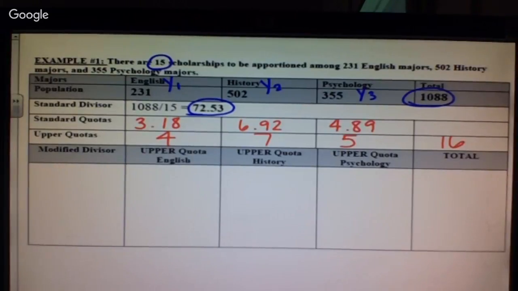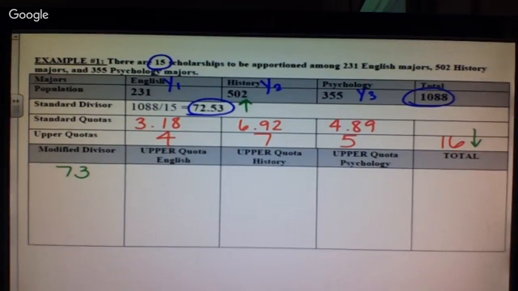Okay, so with Jefferson's method, when we added up the lower quotas, we already started out too low and had to round up. This time we're starting too big, so we need to go lower. When I go lower here, my standard divisor needs to go up. So I need to pick some number that is higher than 72.53. 73. Yanni says, let's start off nice and small. 73. Because it's only by 1 point.